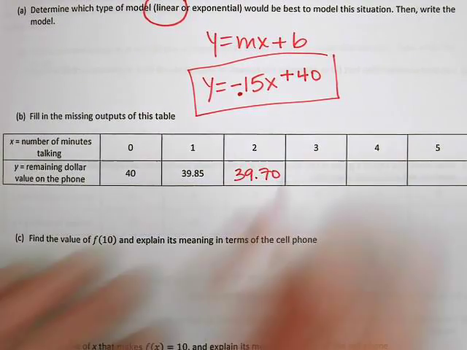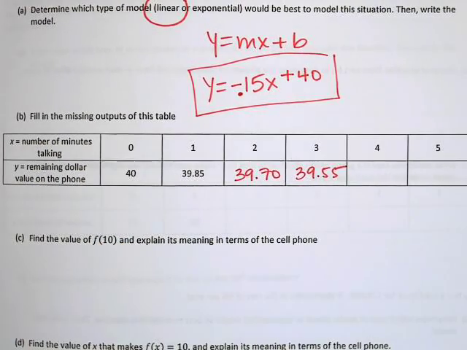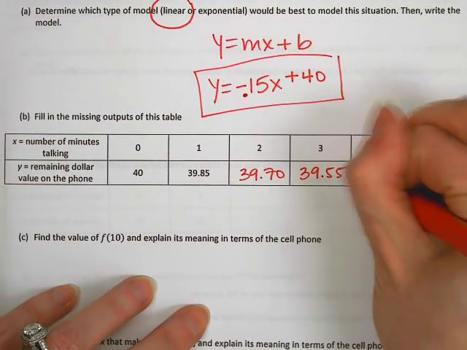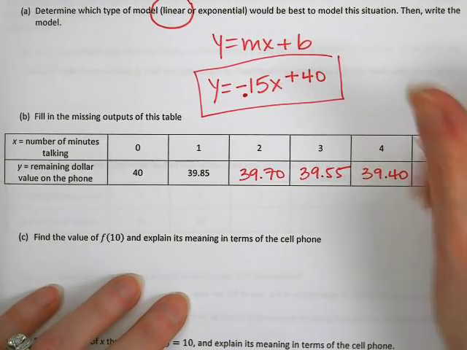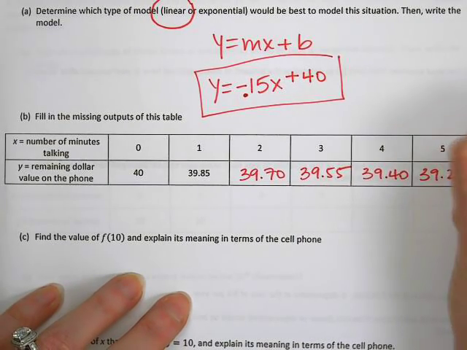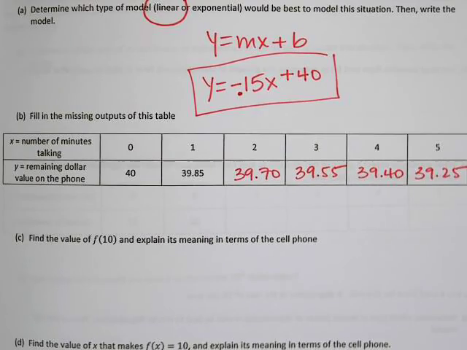Minus 15 cents is 39.55. Minus 15 cents is 39.40. Minus 15 cents is $39.25. Okay, so that's the table. Now C, find the value of f of 10 and explain its meaning in terms of the phone.